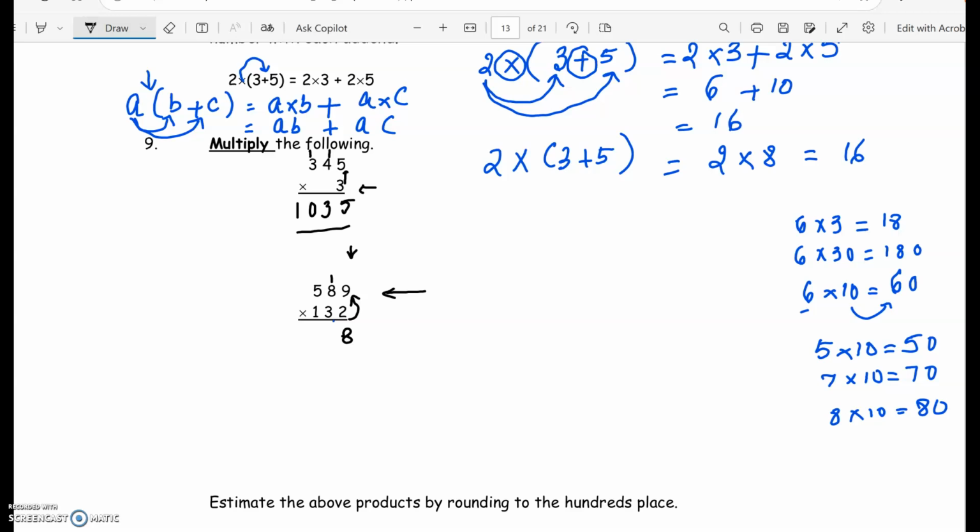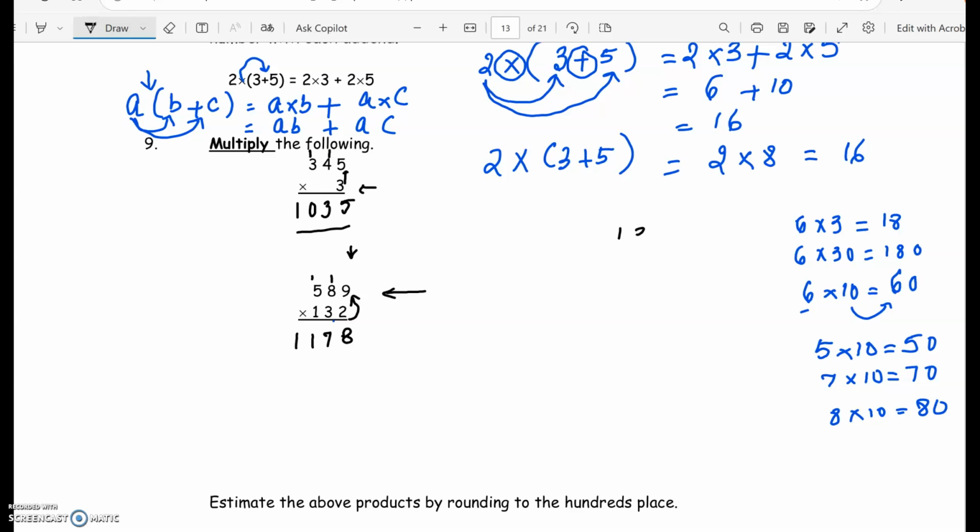Carry the 1 over. 8 times 2 is 16. Plus 1, 17. Carry the 1 over. 5 times 2 is 10. And then we go 11. So it's 1, 1, 7, 8. Next, we move on to the next digit, which is a 3.